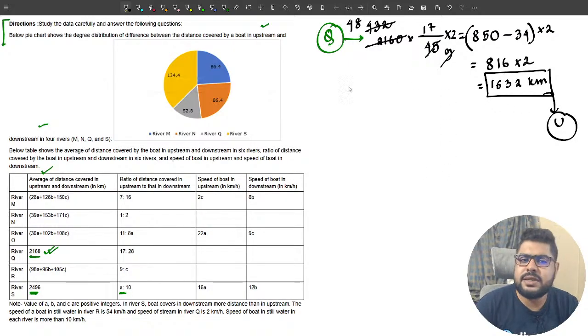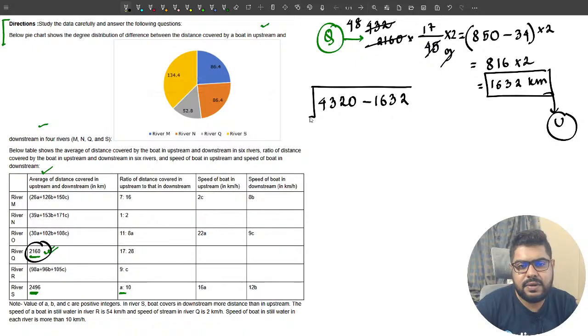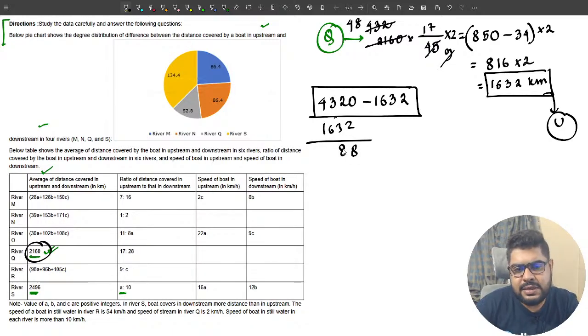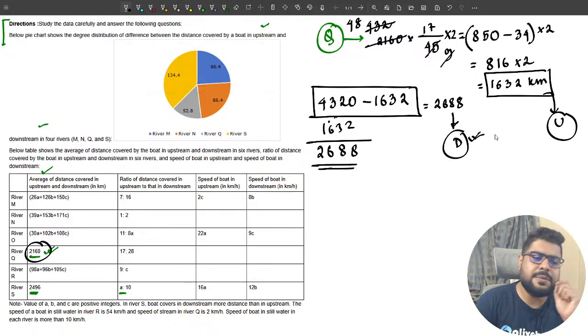So downstream will be what sir? 2160. This is average. So total is, sir, 4320 minus sir 1632 कर लो sir. So just do this sir. ये क्या होगा sir? 1632 इधर ही कर देते हैं sir. 8, this is 4, this is 8, this is 17, 17 से sir 13 is the 30, 13 to 26. So this is 2688. This is for downstream. ये downstream आ गया, upstream आ गया.